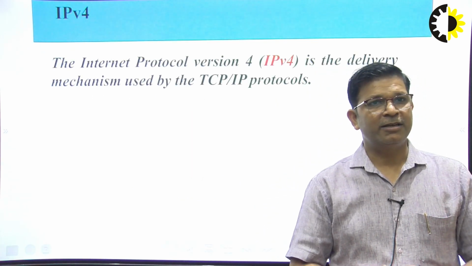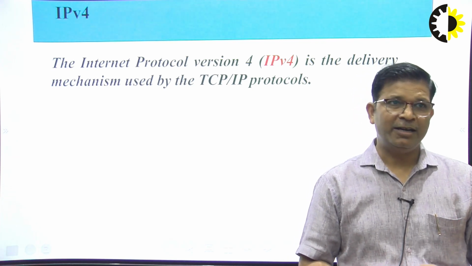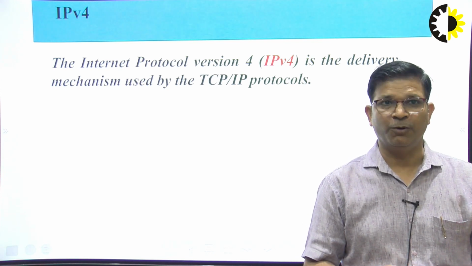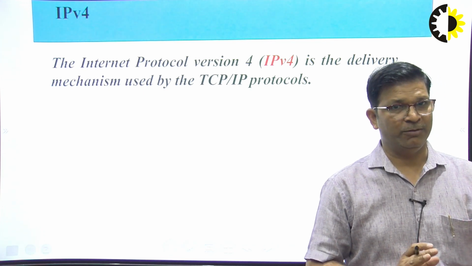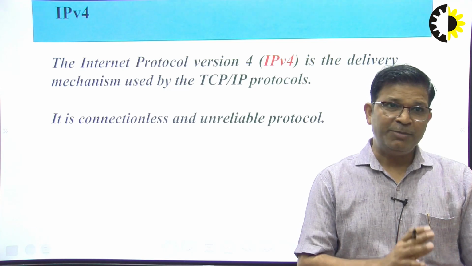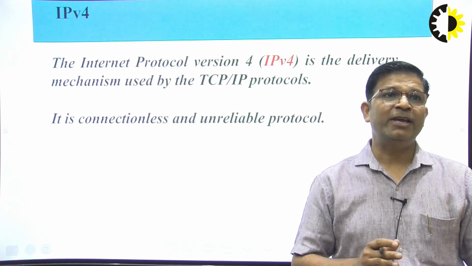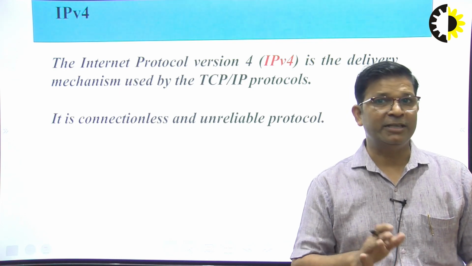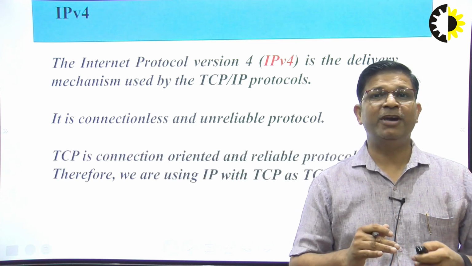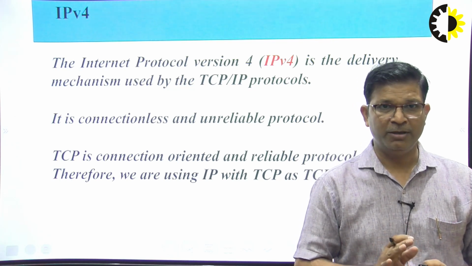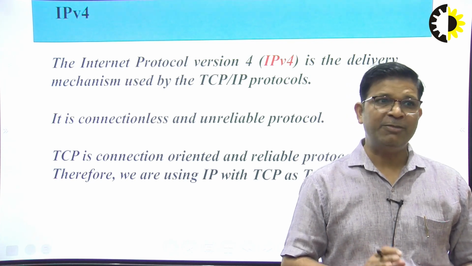We have already discussed that IPv4 is a 32-bit IP address, a 32-bit logical address, and it is basically Internet Protocol version 4, used as the delivery mechanism by the TCP/IP protocol. The main important thing is that IP is a connectionless and unreliable protocol. This is the reason we keep IP along with TCP, because TCP is a connection-oriented and reliable protocol. That's why we are using both protocols together. So keep in mind that IP is connectionless and unreliable, while TCP is connection-oriented and reliable.